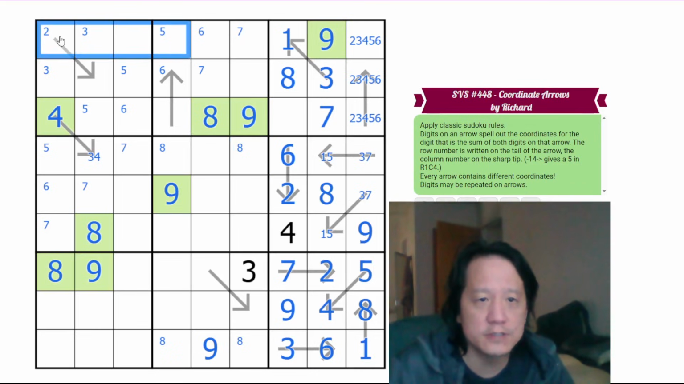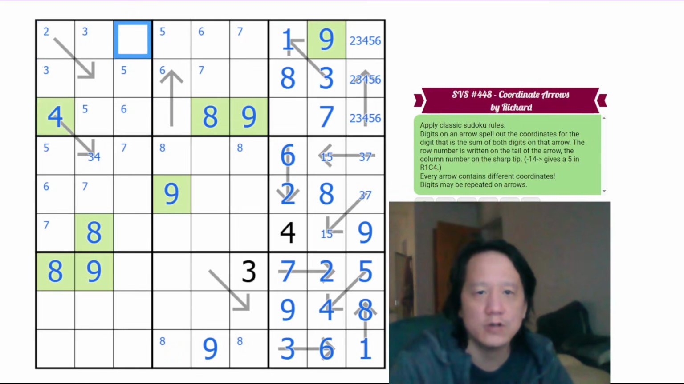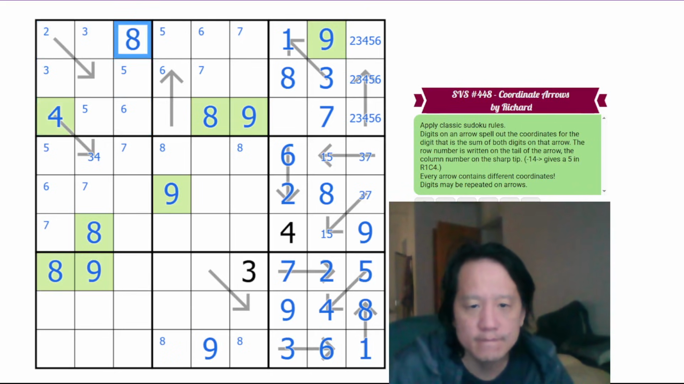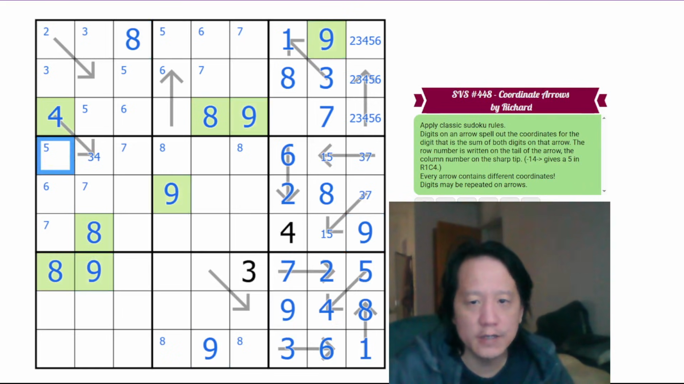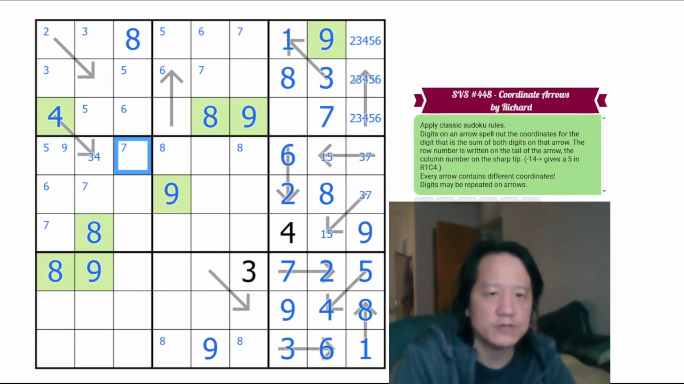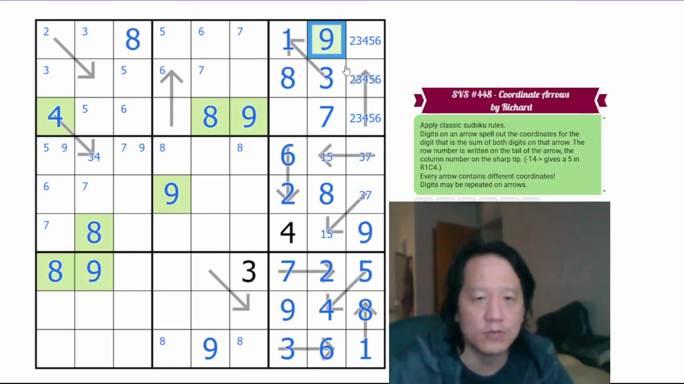Where is the 8 in box 1? Can't be here or here because of 8 in the column. Can't be here or here because 8's in the row, so it must be here. So this is 8. 9s. 9 in row 4 must be one of these two. 9 in row 2 has to be one of these two.